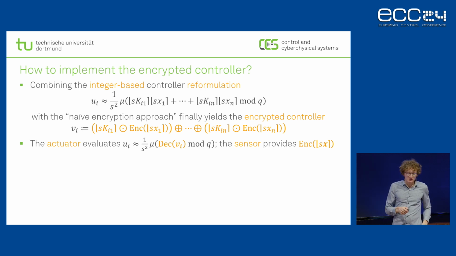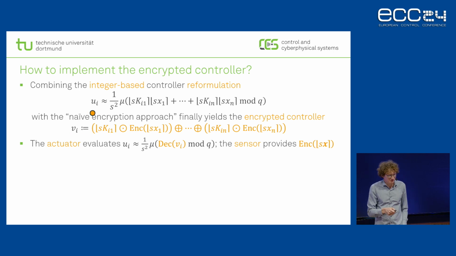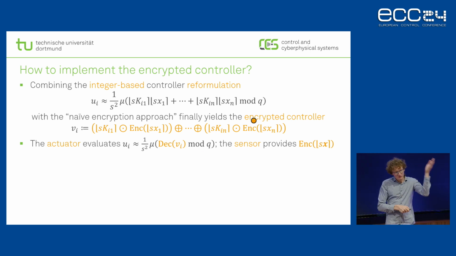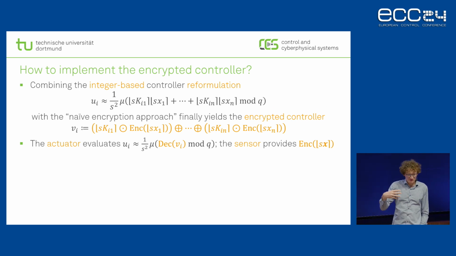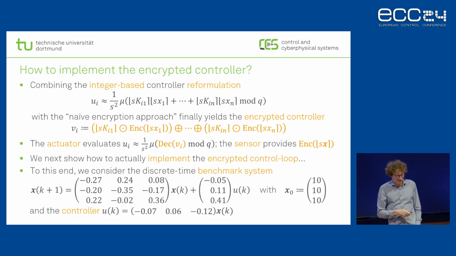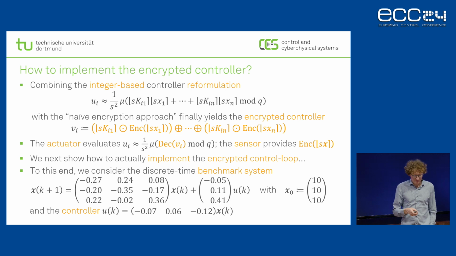Okay, for completeness, this here will be evaluated in the cloud. So the cloud computes the encrypted inputs. It then sends the result to the actuator, which does the decryption, the rescaling, and then applies the approximated input. And then at the next sampling instant, the sensor measures the current state, scales it, rounds it, encrypts it, and sends it back to the cloud. In order to apply this encrypted control scheme, we will use a simple benchmark system and the given feedback controller in the last line, and this is then implemented in our toolbox.